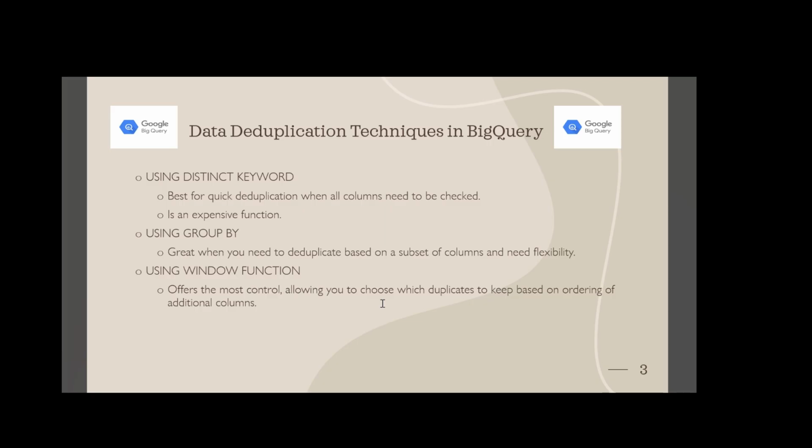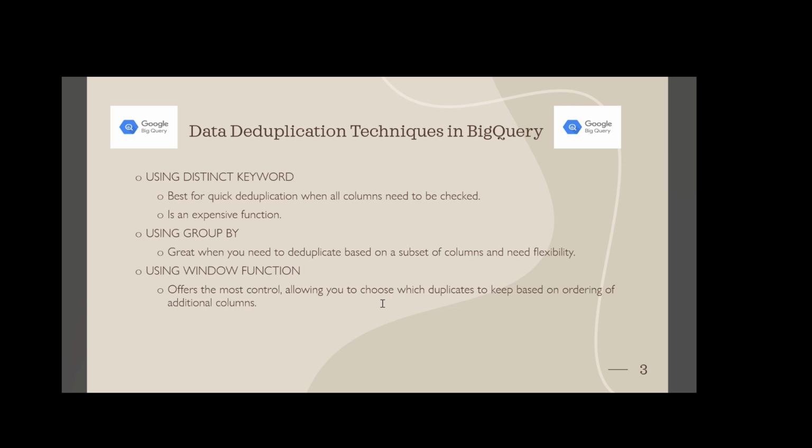So which method is best for you? Well, it really depends on your specific needs. Use SELECT DISTINCT for quick deduplication when all columns need to be checked. Use GROUP BY when you need to deduplicate based on a subset of columns and need that kind of flexibility. Then you have ROW_NUMBER with a QUALIFY clause. It offers the most control, allowing you to choose which duplicates to keep based on ordering on additional columns.